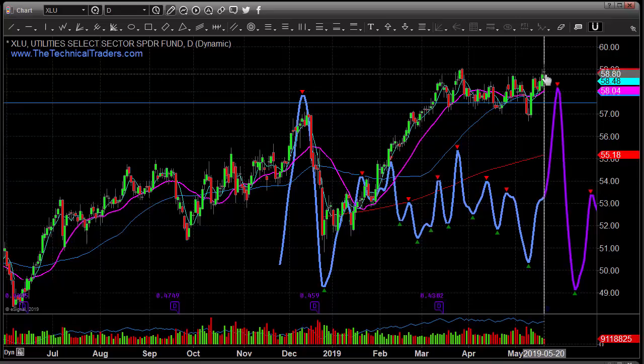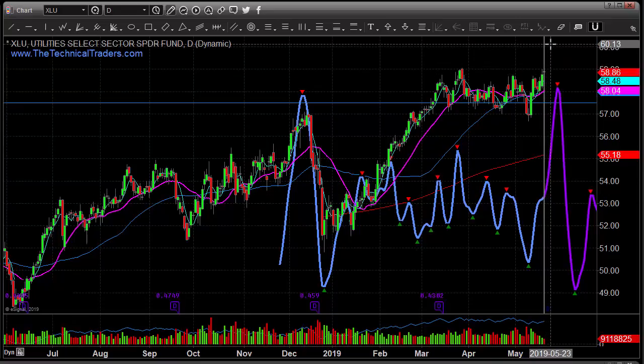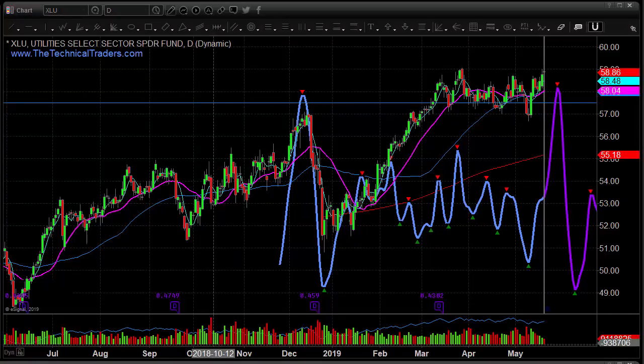But based on cycle analysis, we could see the safe haven pop and really start to expand to the upside. This type of move looks very similar to this move right over here, where we saw this strong upward cycle in the market. More or less, utilities were trading sideways through here or channeling their way up. When we got this upward cycle, we saw a nice pop and expansion in the safe havens.